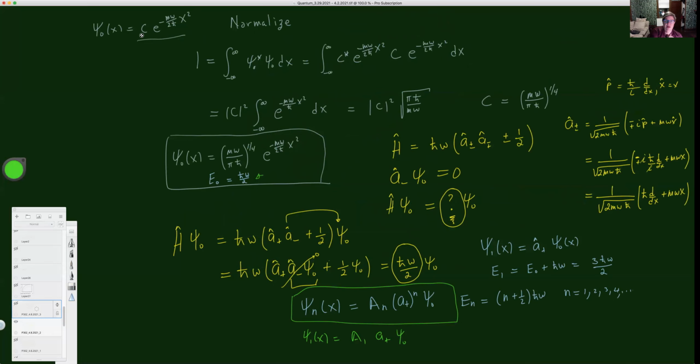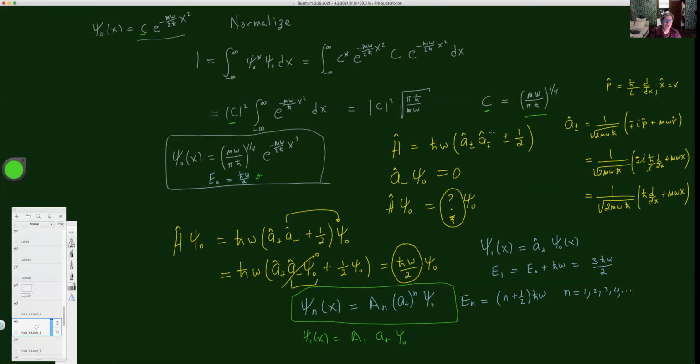So notice here we had a normalization constant that we were having to solve for, and we found it was this, definitely not 1. So the question now is, if we want more excited states, not just n equal 1, but n equal 2, n equal 3, as many as we want, we would like some way of getting at those states and not having to normalize every single time.